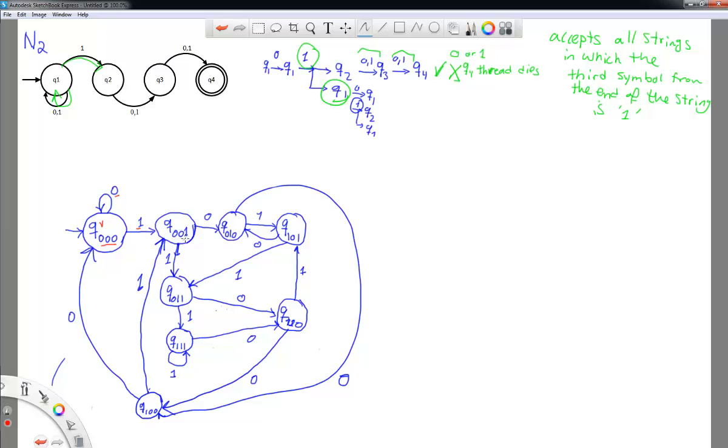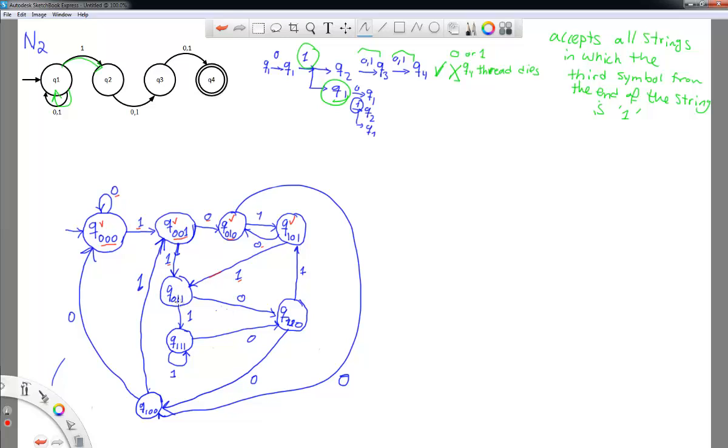I have Q001. I have a transition for 0 and a transition for 1. This is checked. Q010. I have a transition for 0 that goes all the way down here and a transition for 1. So this is checked. Q100. A transition for 0 and a transition for 1. This way. So it's transition for 1, transition for 0.